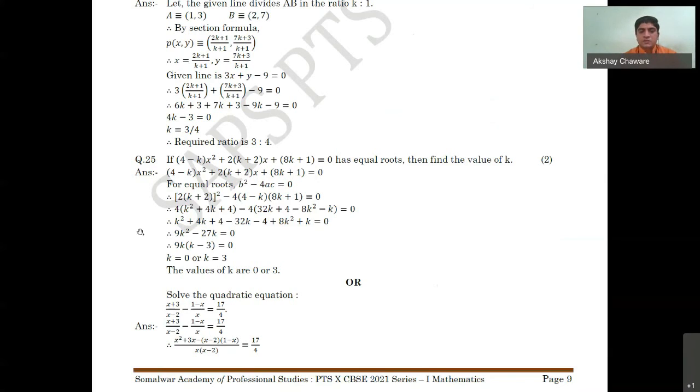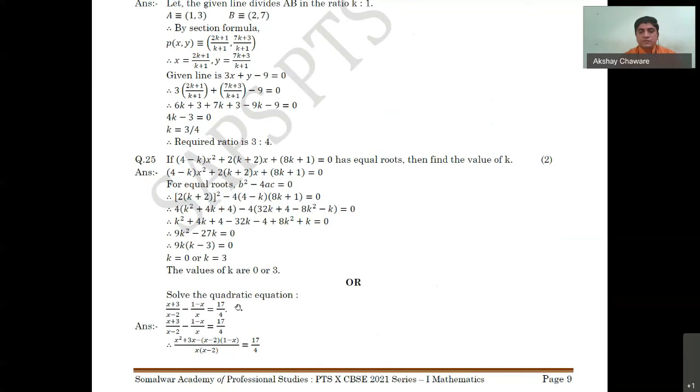But please remember here, 9k square minus 27k equal to 0. This is a quadratic equation, so we cannot divide this equation by k because k is not given as not equal to 0. K may be equal to 0. So that's why we cannot divide. So if we take 9k common, k minus 3 equal to 0. So k equal to 0 and k equal to 3. And therefore the values of k are 0 and 3.